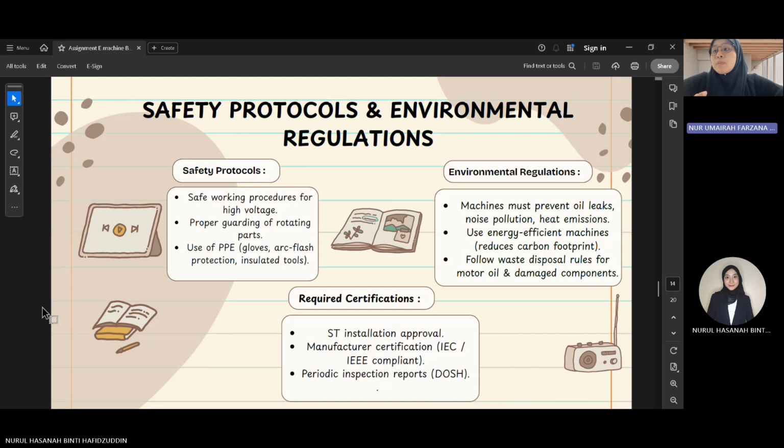From an environmental perspective, electrical machines must not cause oil leakage, excessive noise, or overheating. Energy efficient machines are encouraged to reduce environmental impact. To ensure compliance, certifications such as ST approval, IEC or IEEE, manufacturer compliance, and DOSH inspection reports are required.